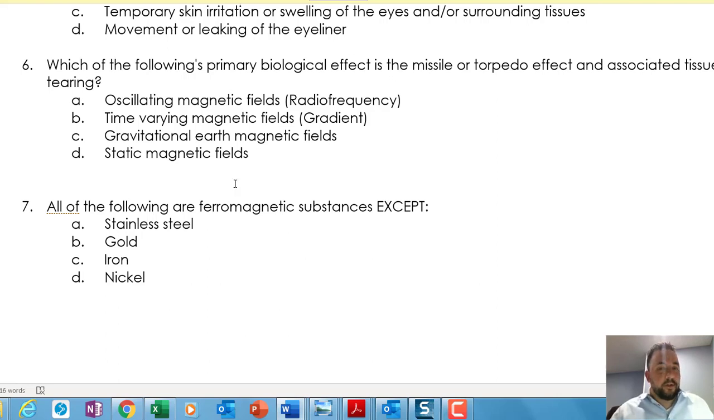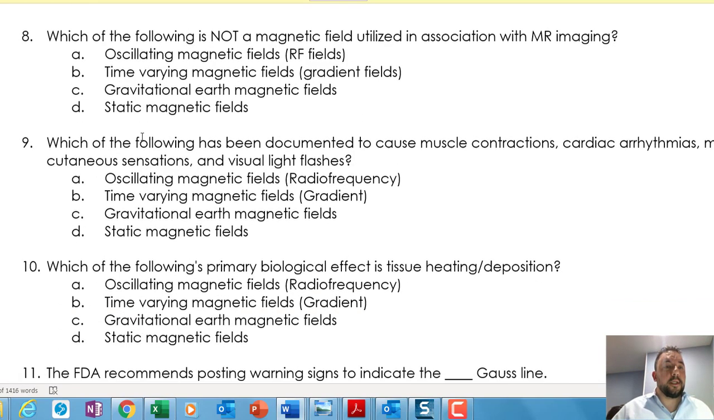All the following are ferrous substances except for gold. Gold is a diamagnetic or slightly repelling substance. Platinum, silver, I have a chain on that's not going to pull in the magnet as I'm walking or exposed to or around the magnetic field. Stainless steel, iron, nickel, these are objects or types of metal that we have to screen for as a daily function of the MR technologist.